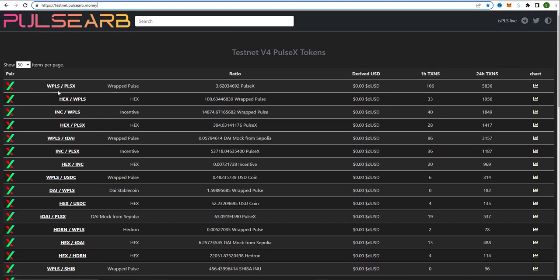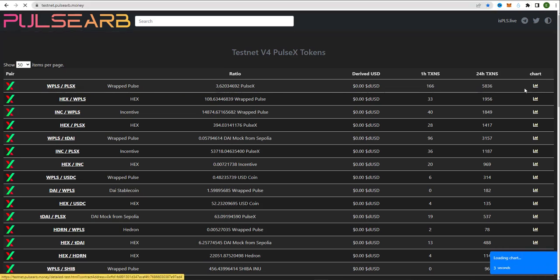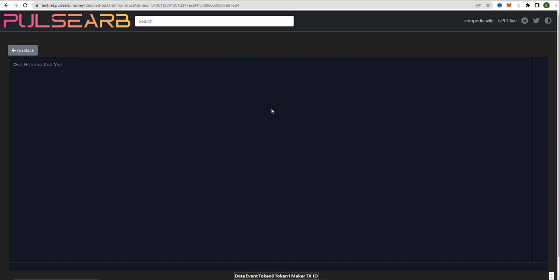So let's go to PLS and PLSX. This is where you come to the right hand side here. You click on the chart. The price is currently here. You can see the ratio, 3.620. This will help a lot. Please try to practice and understand how these charts work.